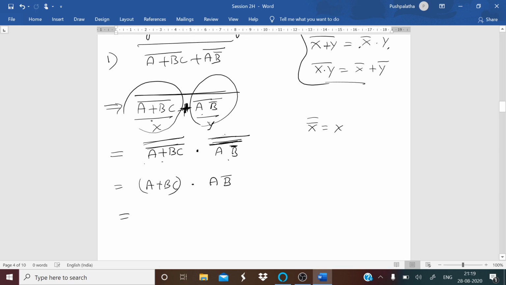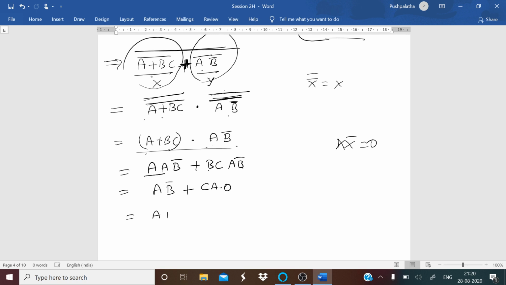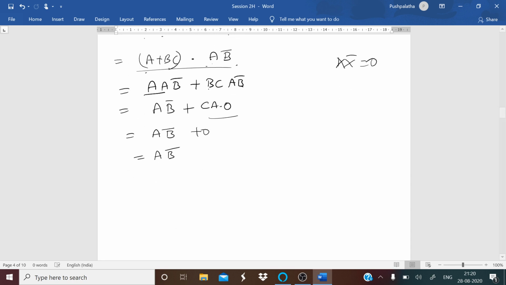Now we are applying the distributive property. So for simplification, remove the brackets: a into a b bar plus bc into a b bar. Okay, so a into a becomes a b bar, plus b into b bar is 0. That is x into x bar is 0, the complementary law. So that becomes c into a into 0, b b bar. So this becomes a b bar, because this again is plus 0. So the answer is a b bar. This is your answer.